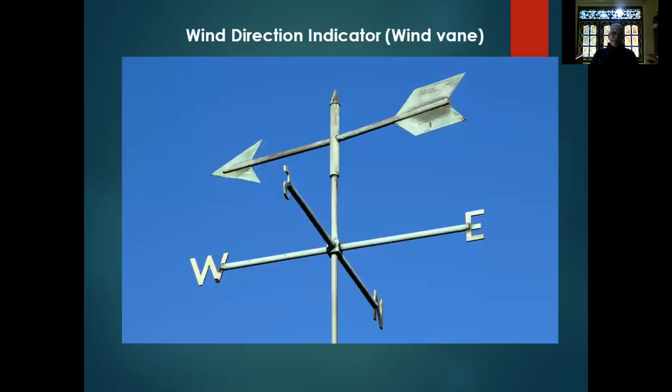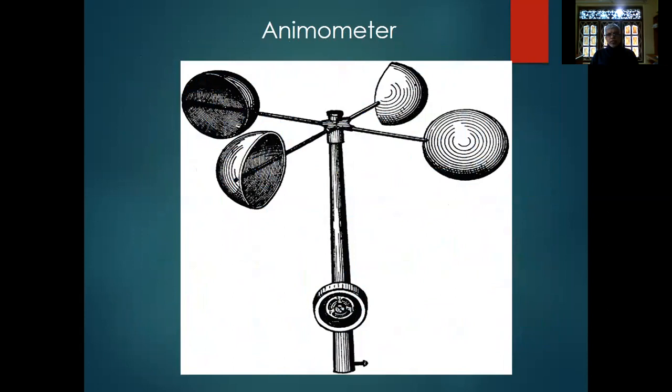What is it? Wind direction indicator or wind vane. The arrowhead is always turned into the direction where the wind blows in. This anemometer shows the speed of the wind. Now you know how it is expressed, kilometers per hour.